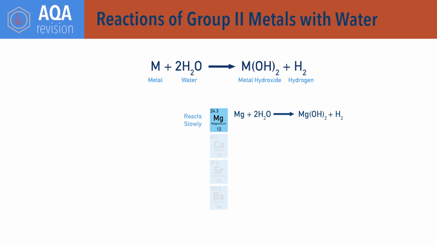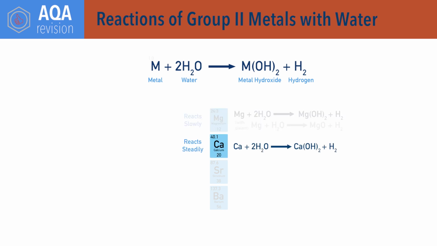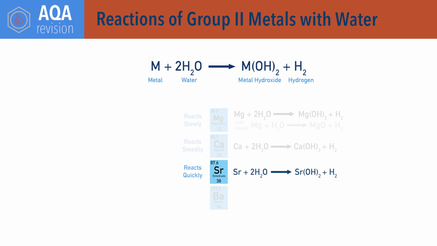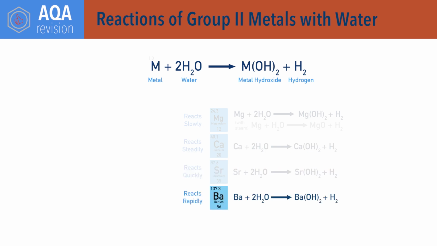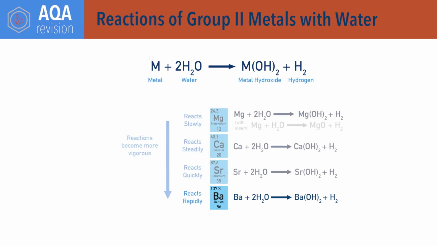Magnesium reacts quickly with steam to form MgO, magnesium oxide. Calcium reacts steadily with cold water. Strontium reacts quickly with cold water, and barium reacts rapidly with cold water. The reactions become increasingly vigorous as you go down the group, showing an increase in the reactivity of the metals.